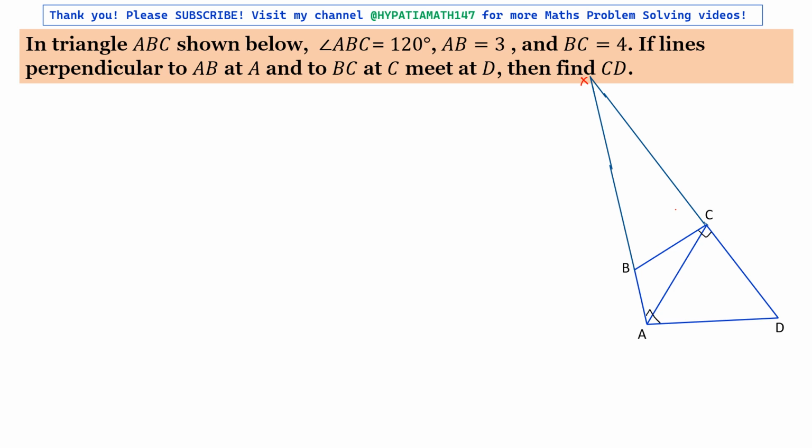So what we have done here is we extend AB and DC to meet at point X, and therefore triangle XAD is right angled.